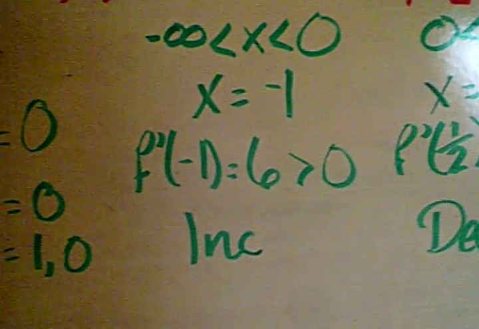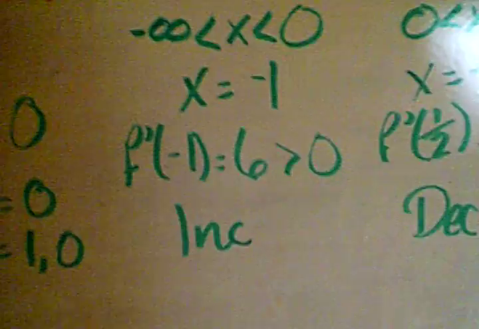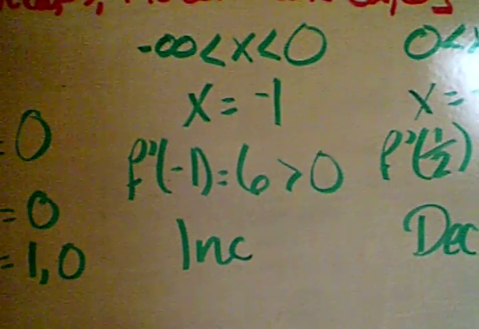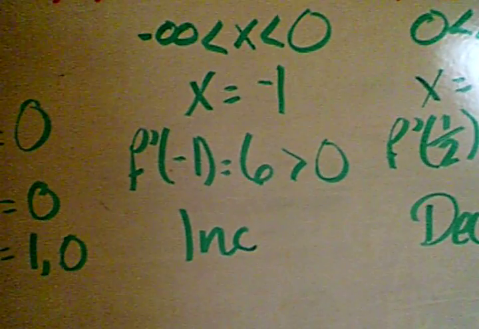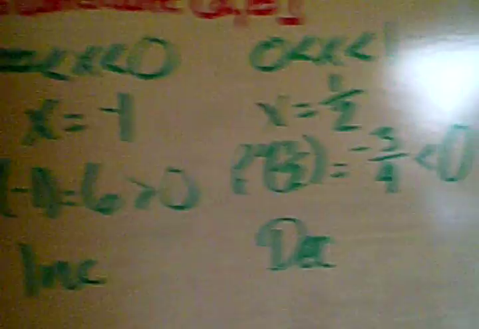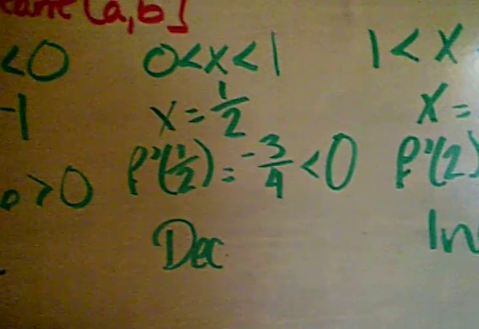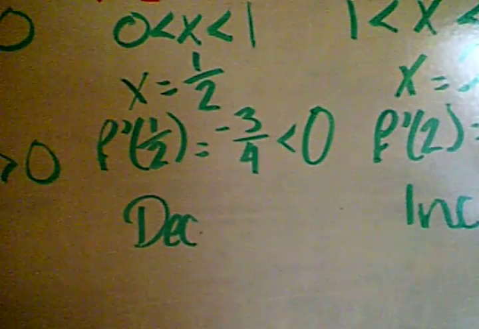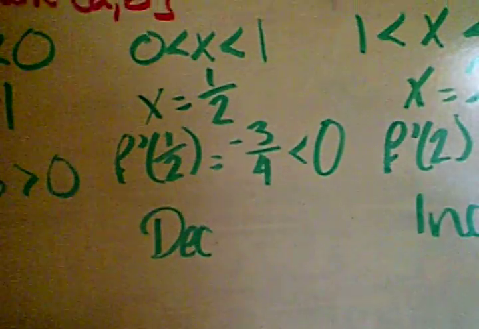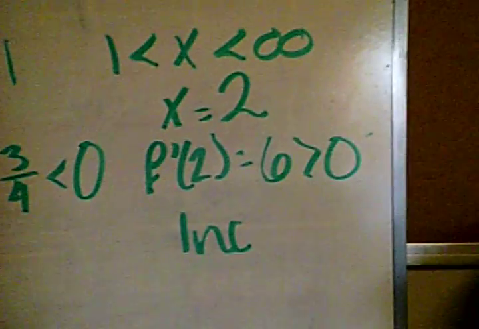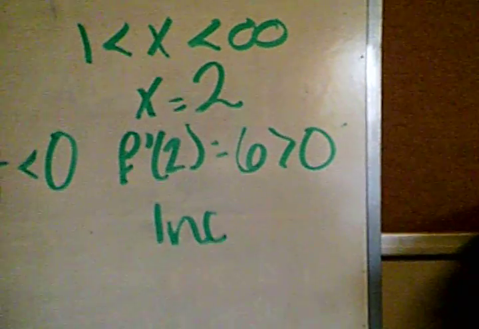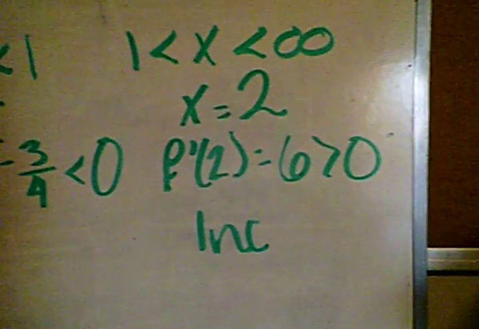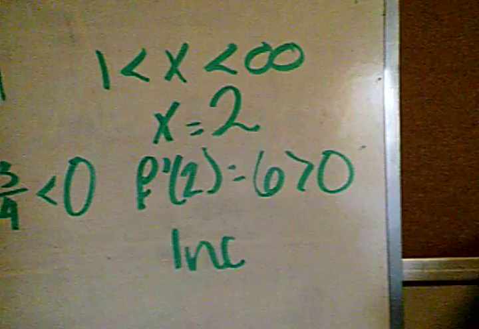For this one, I chose -1, so plugging that into the derivative, we get 6, which is greater than 0, so in this interval the function is increasing. For this one, I chose 1/2, and I got -3/4, which is less than 0, so for this interval the function is decreasing. And for this interval, I chose 2, and got 6 when I used it in the derivative, which is greater than 0, so it's increasing in this interval.